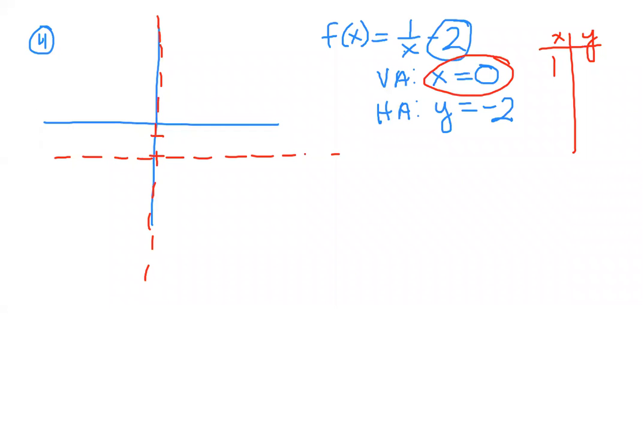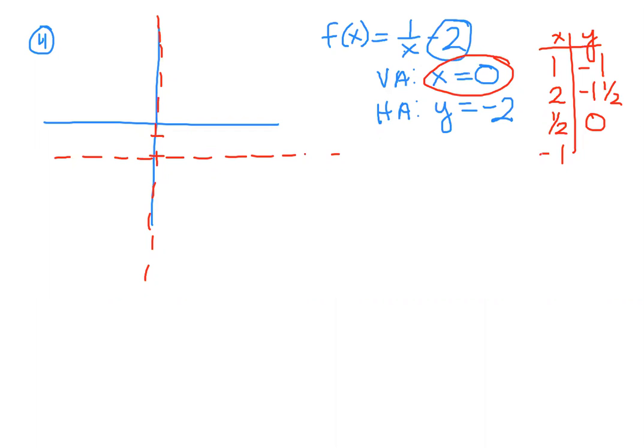If I pick 1 for x, I get 1 over 1 is 1 minus 2, that's -1. If I pick a 2 for x, I get 1/2 minus 2, so that's going to be -1 1/2. If I pick a half for x, I get 2 minus 2, so I get 0. Right? Then I got to pick some points on the other side of my vertical asymptote, so let's pick -1.